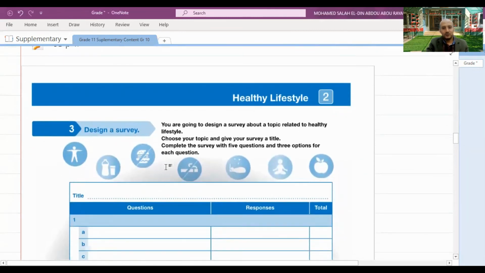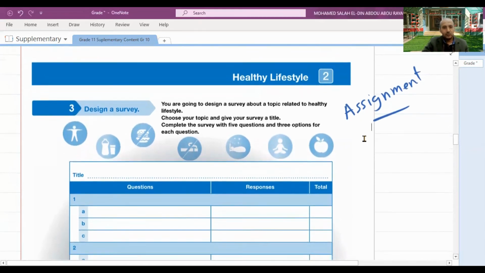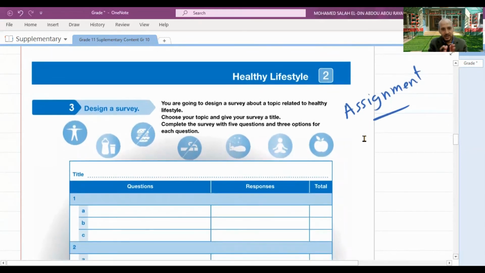Now it's your time to do your assignment, your home assignment, your homework. In this assignment, you are asked to design a survey. I want you to choose a topic, make a title, give your survey a title, and start to make 5 questions with 3 options.